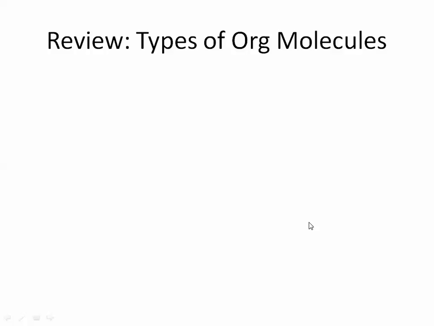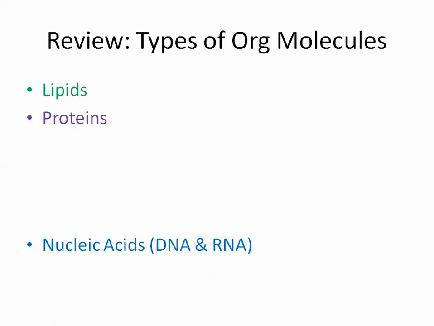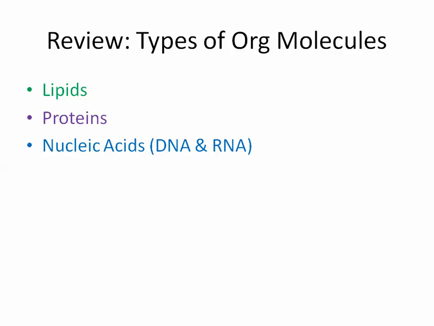The last unit we talked about the 4 different types of organic molecules, the molecules of life, and you should know what they are. They are lipids, proteins, nucleic acids, which include both DNA and RNA, and carbohydrates. Because these are the molecules of life, you would guess that these are the molecules that make up cells, which are the basic unit of life, and you are correct.